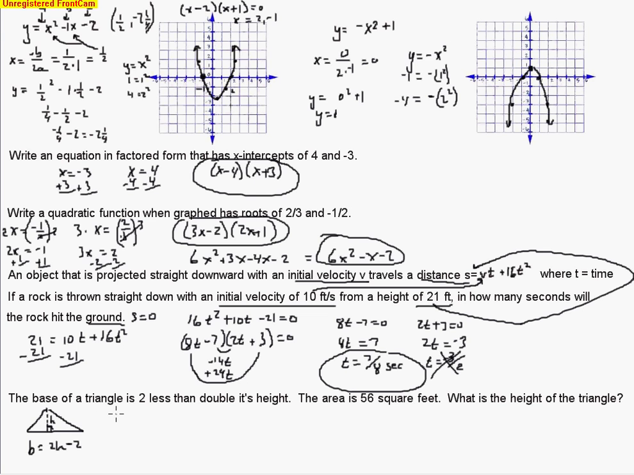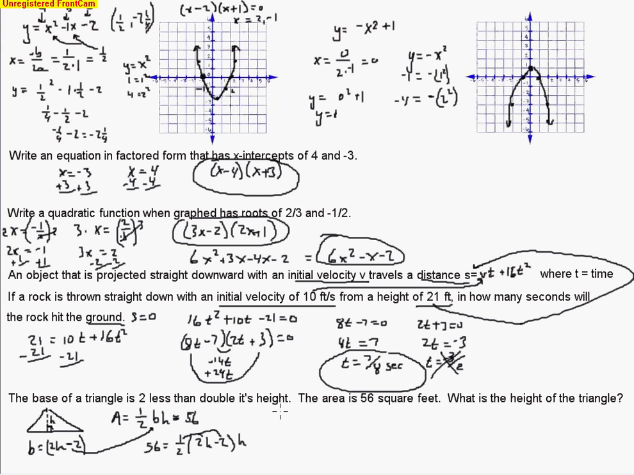And it tells us that the area equals 56. So let's write our formula down. 1/2 base times height equals, and then 56 is what our number is going to be. So what we want to do is we want to substitute. We want to take this expression right here, 2h minus 2, and we're going to put it in for b right there. So let's go ahead and rewrite our formula. It goes 56, which is the area, equals 1/2, and then times by, we got 2h minus 2, and then times by h.